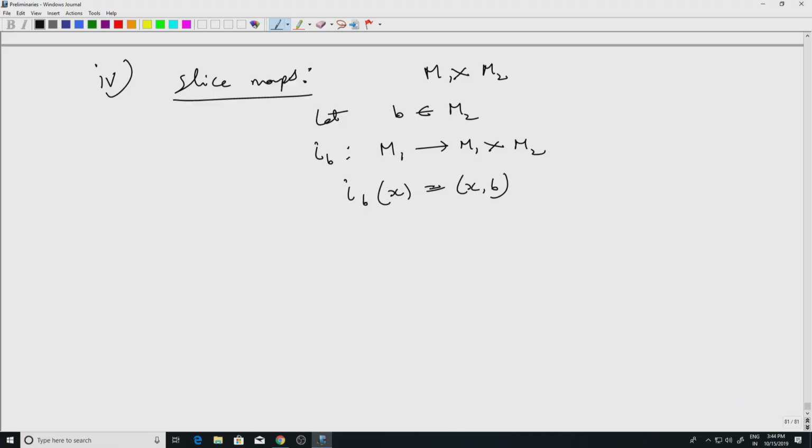So I have a product manifold M1 cross M2, and let's fix a point B in M2. Corresponding to that B, I have a map of M1 into M1 cross M2. Namely, I just take X and put the Y coordinate, the second coordinate, to be B. So schematically, what are we doing?